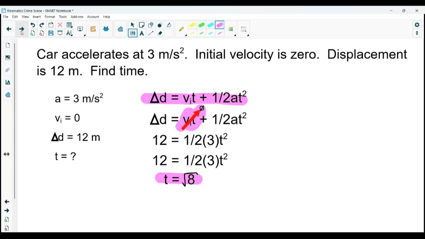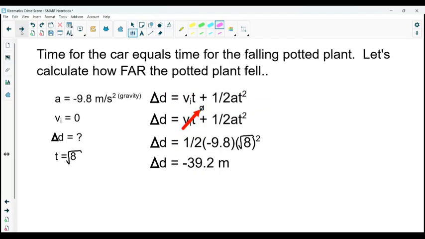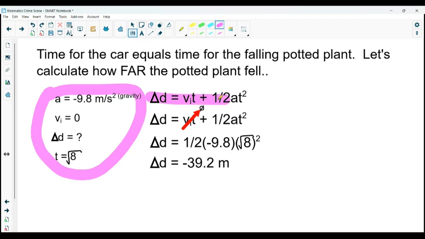So this is the time for the car to drive. And we know that's equal to the falling potted plant time. So time for the car equals the time for the falling potted plant. Let's calculate how far the plant fell in that amount of time, root 8 seconds. So we list our knows and need to knows. We list our formula. It's the same one again. Initial velocity 0 because you're dropping the potted plant. We're going to sub in for acceleration due to gravity, 9.8 meters per second squared, and we're going to sub in our time. We find that the potted plant fell 39.2 meters.